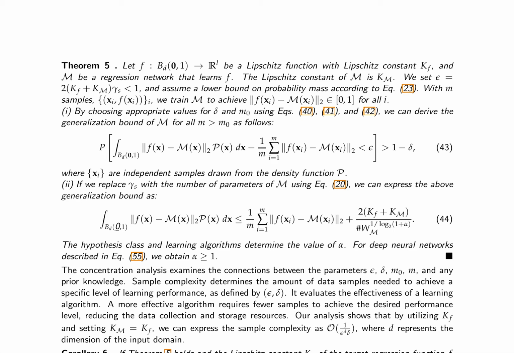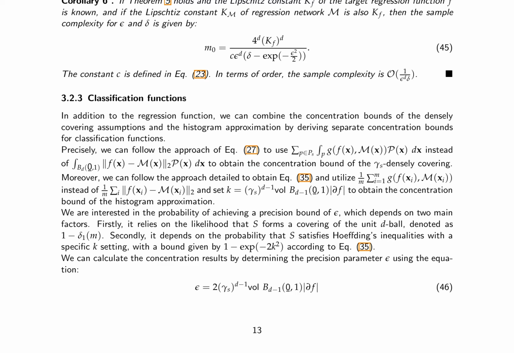Here is a combined summary of pages 13 and 14. The authors present a theoretical analysis of the generalization bounds for regression and classification functions learned by neural networks. They establish a theorem, Theorem 5, that provides a generalization bound for regression networks, which depends on the Lipschitz constants of the target function and the network, as well as the number of parameters and samples. The bound is expressed in terms of the probability of achieving a precision bound of epsilon, and the authors show that the sample complexity is of order O(1/epsilon^d delta), where d is the dimension of the input domain.